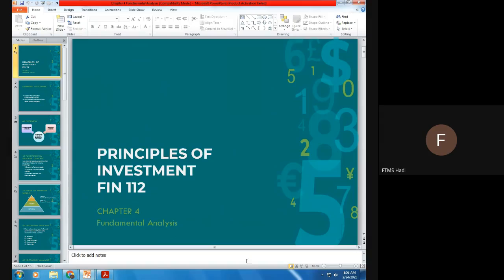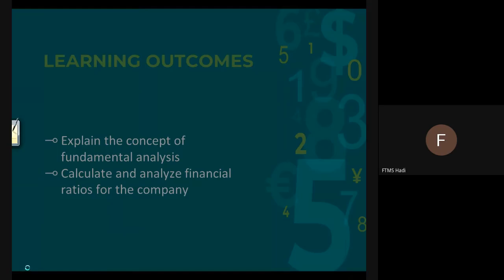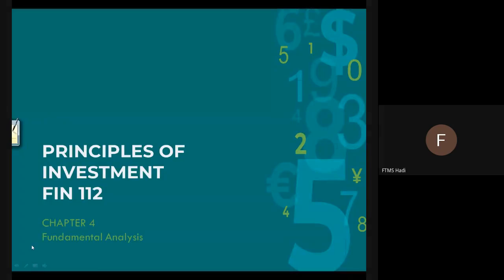Okay, clear? Alright, so let's have a look at chapter 4, which is fundamental analysis. If you look at the syllabus, chapter 4 and chapter 5 are two types of doing an analysis regarding investment. First one is fundamental analysis. Later on, in chapter 5, we will go for technical analysis. That one will be next week.